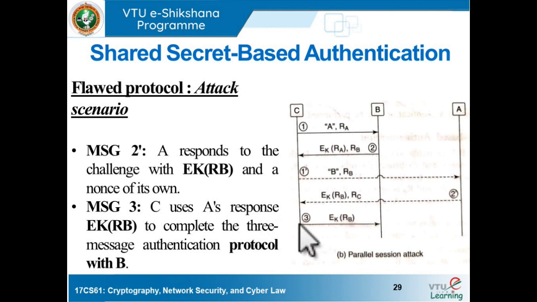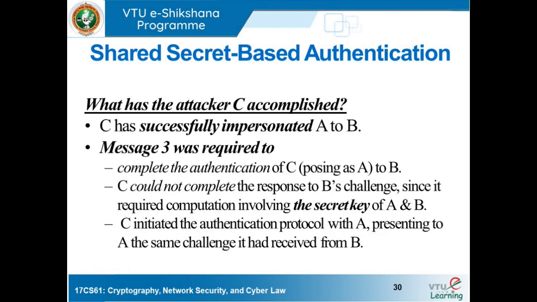Now how does C respond to it? C uses the response from A to complete the three-way message authentication protocol. Now what does it do? It takes the nonce received from B and encrypts it and sends it to B. Now B is able to verify it and think that B is actually communicating with A, but rather B is communicating with C, and A is also communicating with C.